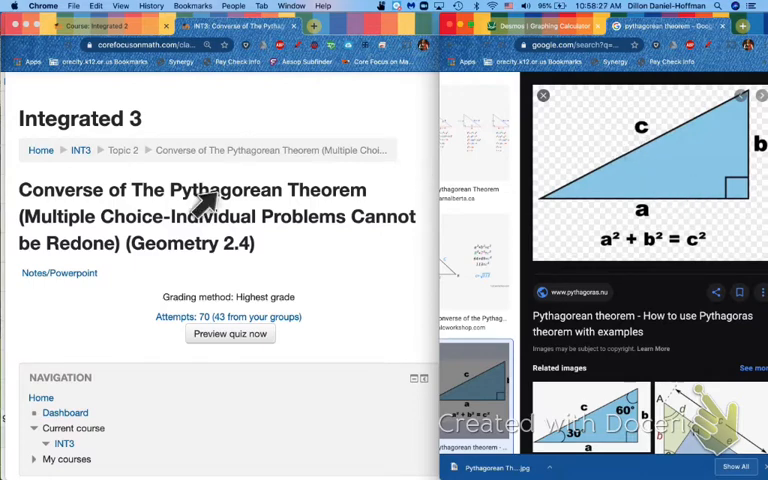Now, this word converse doesn't talk about the shoes. Those are some fly kicks, though. Converses, wow, sounds so old. Instead, in this context, it means basically go backwards.